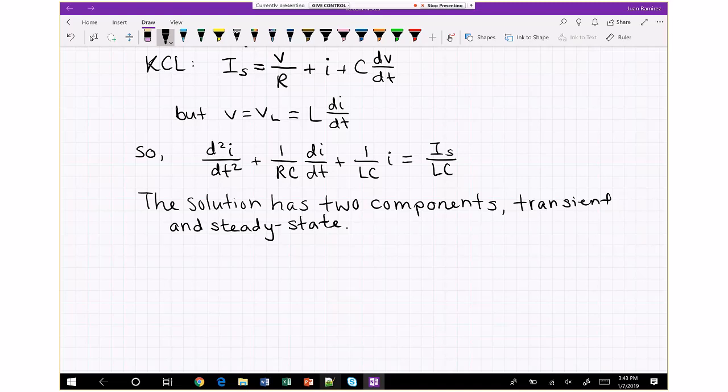Initial condition, so what happened way before the switch closed or the transition happened. Transient, what's happening during that transition and while things settle. And then steady state, which is what happens way after that transition, and what do voltages and currents look like at that point. Okay, so the solution is going to be i(t) equal to iT(t) plus iSS(t), so transient current response plus steady state current response.